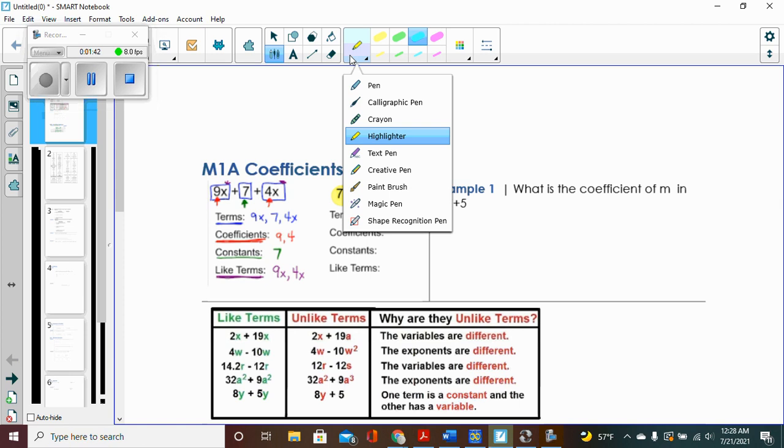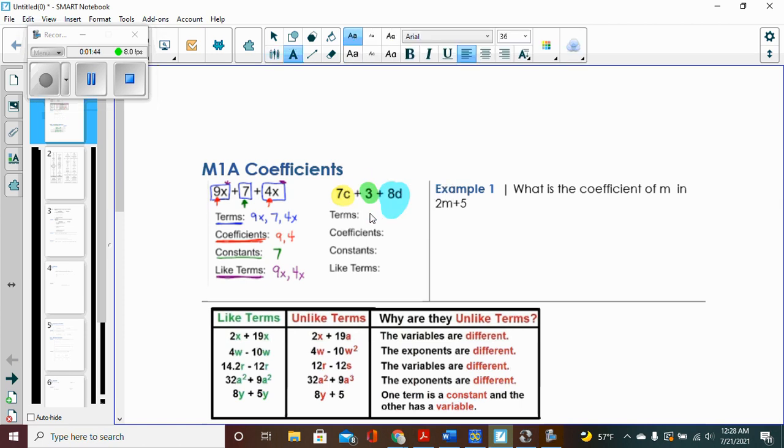I'm actually going to type here, which makes it a little bit easier for me. Okay, and it's clear. So 7c, 3, and 8d. The coefficients we have here are 7 and 8. The constant here is only 3. The like terms, none. There are no like terms because c and d are different variables and 3 is a constant.